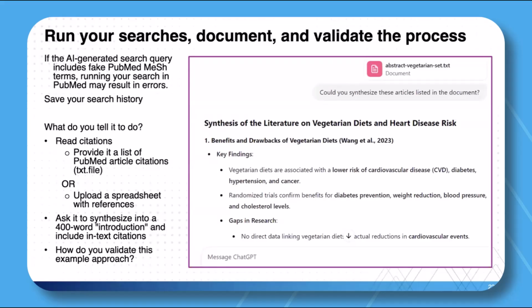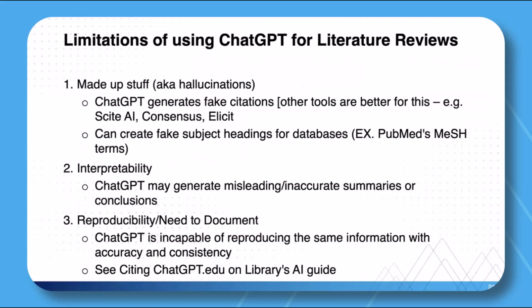In this case, that means checking the search strategy and verifying the citations it refers to, and that ChatGPT is accurately and factually synthesizing the information and not misrepresenting any of the findings. It's also recommended to document your process with ChatGPT and make sure you save your transcript if questions ever arise about the process. There are certainly limitations to using ChatGPT for literature reviews.